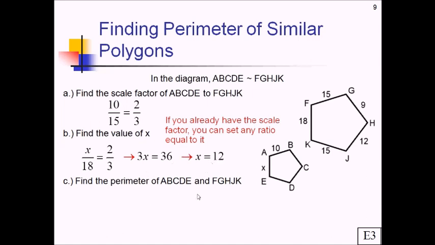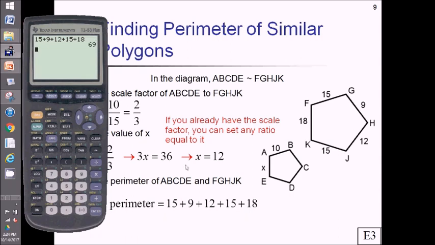Next, they want the perimeter of ABCDE and the other shape. Probably the easiest way to do this, although they list the smaller shape first, would be to find the second perimeter because they actually gave you all of those sides. So if we add all the sides of that larger shape together, I'm going to plug that into the calculator here. All of that comes out to 69.